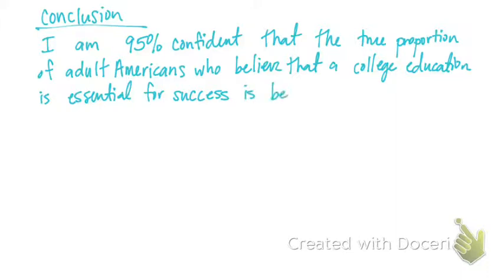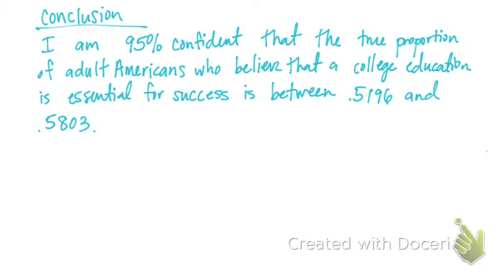is between... You can either leave it as a decimal or change it to a percentage. It doesn't matter. I'm going to leave it as a decimal. So it was 0.5196 and 0.5803. And then you are done.